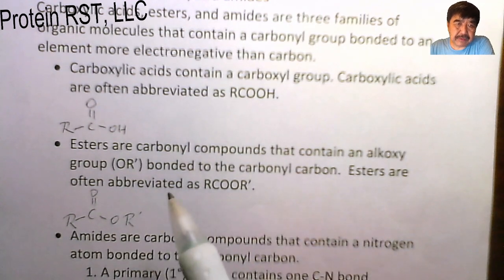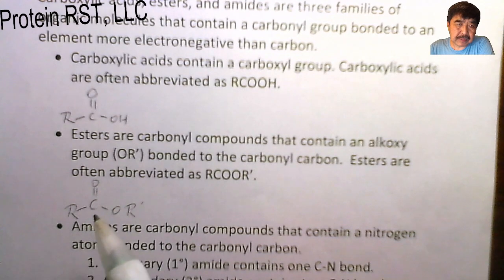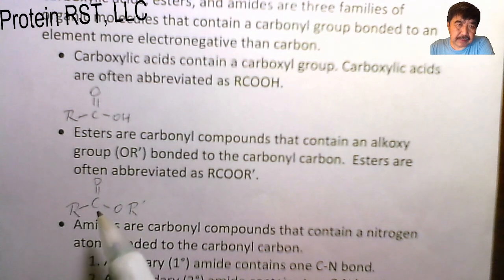Esters are often abbreviated as RCOOR prime. This is the structure. This is the carbonyl group. This is the carboxyl group. This is the alkoxy group, the alkoxy group bonded to the carbonyl carbon.